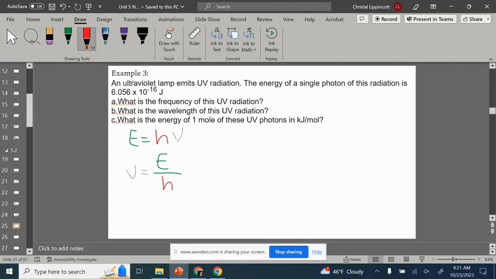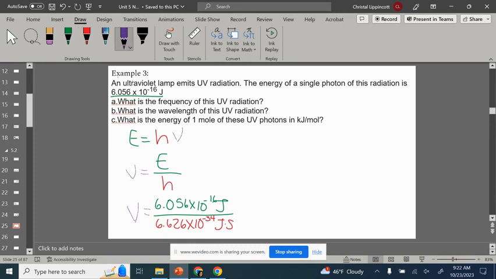All right, let's go here. All right, so you should have gotten your frequency equals our energy, which was given in the problem here, 6.056 times 10 to the minus 16, and that's joules, over. And now I need to put Planck's constant in. 6.626 times 10 to the minus 34, and that's joule seconds.